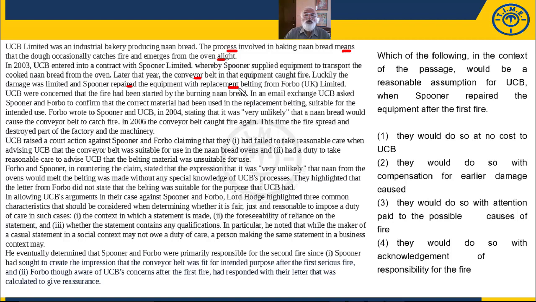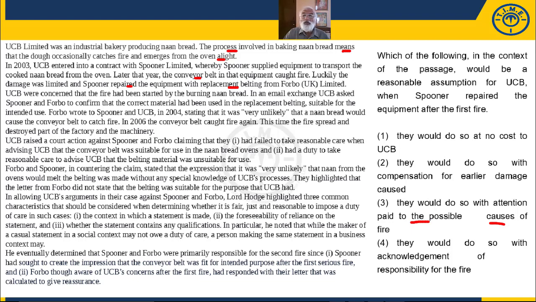Would it be an assumption that they would repair at no cost? But cost is not discussed here in those first two paragraphs. Would the assumption be that they would do so with compensation for earlier damage? Again, cost or compensation is not being discussed. Would they do so with attention paid to the possible causes of the fire? Which means, would they look at the process and ask themselves, is there something in this process that could have caused the fire? Yes, UCB would have assumed that these guys would have studied that, and having studied that, had decided on the replacement belting that they chose.